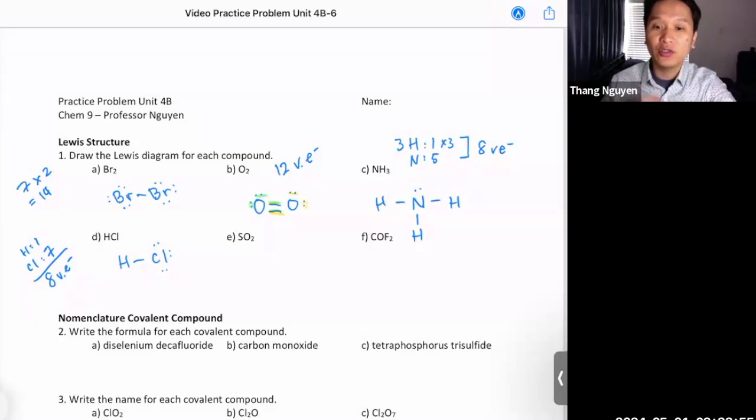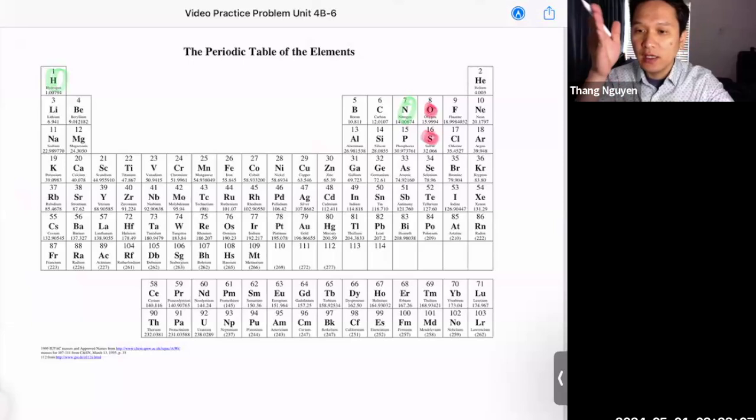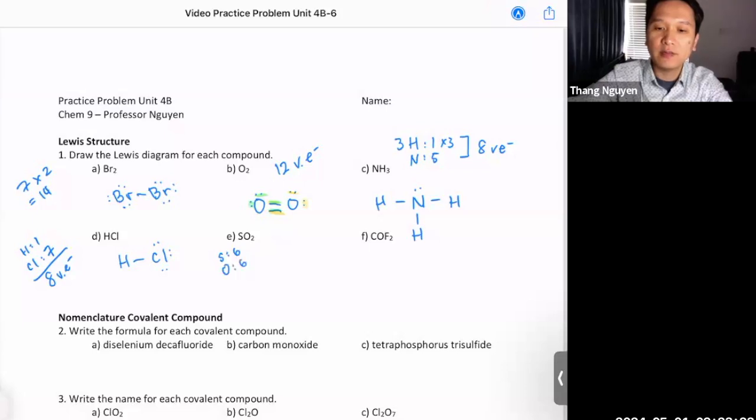Next, SO2. Okay, so let's go back to our periodic table. Where is SO2 here? S here, O here. Okay, so they're both in the 6A column, so they both have 6 valence electrons to contribute. So sulfur gives 6 electrons, oxygen gives 6, but there's 2 oxygens, so multiplied by 2, that's 12. And so a total of 12 plus 6 is 18 valence electrons.